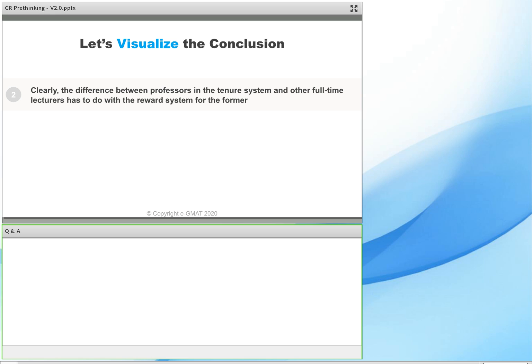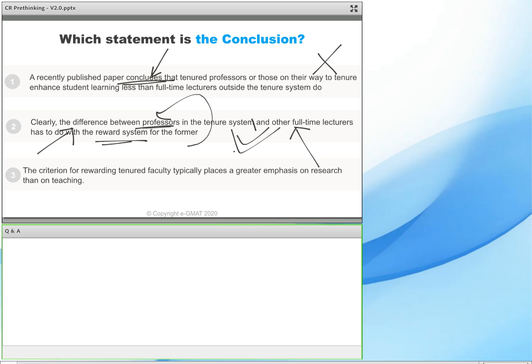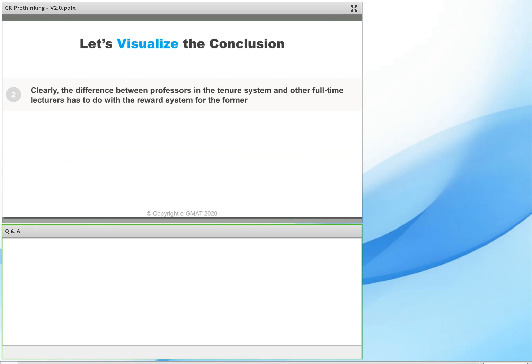And I'm going to read this. Clearly, the difference between professors in the tenure system and other full-time lecturers has to do with the reward system for the former. Now, what this statement is saying is, first of all, remember we had these results from the published paper. The author is not refuting those results. He says, the results are good. Professors actually contribute less to student learnings than full-time lecturers do. But what the author is doing in this statement is he's defining why it is that professors contribute less, and he says the reason they contribute less is because of their reward system. Okay. Can everyone see this?